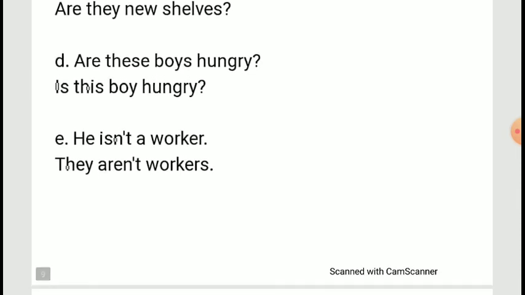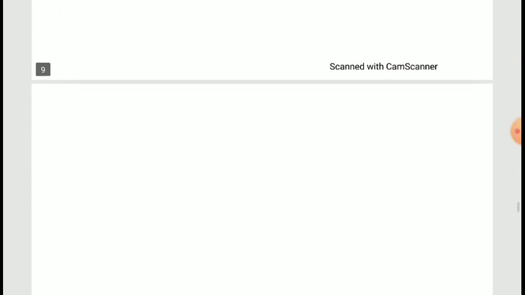Fourth example: are these boys hungry? Here, the plural has to be changed into singular. So are will be replaced with is, these will be replaced by this, boys will become boy, and hungry will have no change. So: is this boy hungry? Now let's look at the fifth example. He isn't a worker. Here again he will be replaced by they. Isn't will change into aren't, and worker will become workers in the plural form.